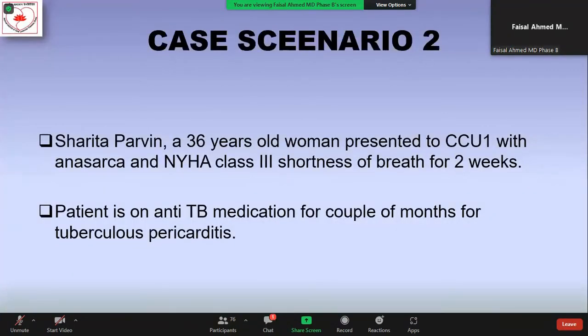This is all about my first case, and now I'm coming to my second case. Mrs. Sharita Parvin, a 36-year-old woman hailing from Khulna, presented to CC1 with a history of shortness of breath of NYHA class 3 for 2 weeks with anasarca. Patient has been a case of tuberculous pericarditis and is receiving anti-tubercular drug for 2 months.